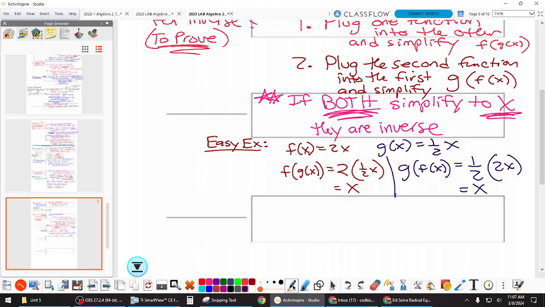Last thing. All right. Last thing is, how do we find an inverse? So if I just gave you 2x, and I said, what's the inverse of 2x? How would you find the inverse? We'll put an example for this, an actual worked out example.